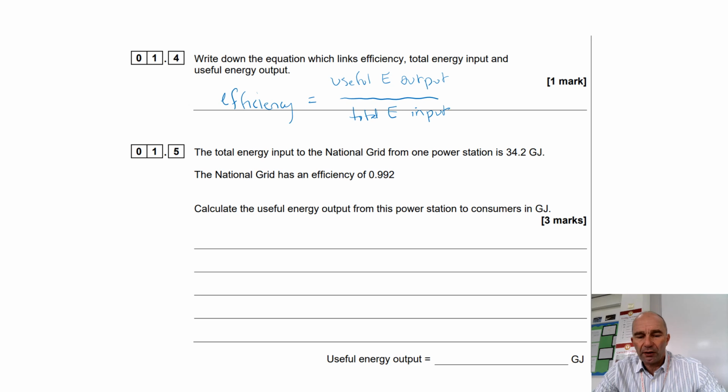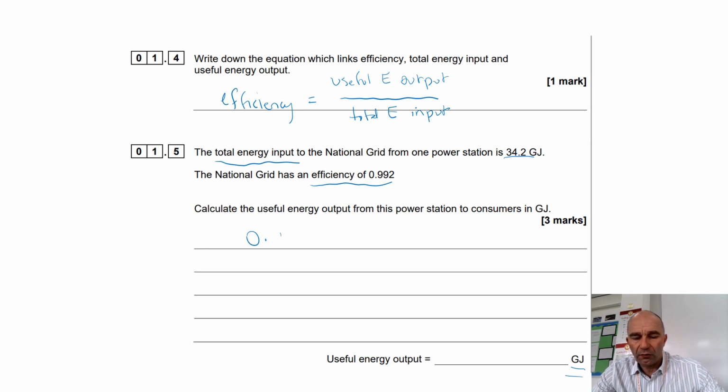So we've got efficiency is useful energy output divided by total energy input. We're being told that the total energy input of the national grid is 34.2 gigajoules. We were given the efficiency. We've now got to work out the useful energy output. So we're just going to substitute our numbers in. Now, the good thing with this question is we're given the total energy in gigajoules. The answer needs to be in gigajoules as well. So we don't have to worry about any conversions in this case. So substitute our numbers in.